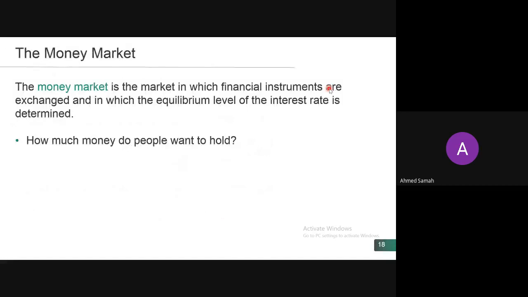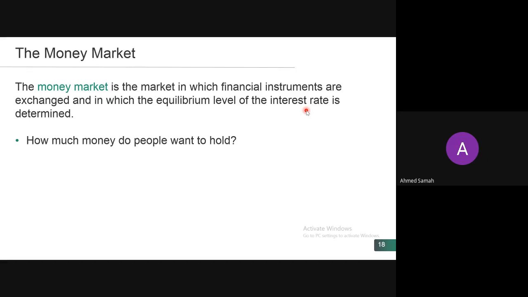Then let's look into the money market. So we have talked about the goods market where we trade goods and services. So there is a money market as well. A money market is a market in which financial instruments are exchanged and in which the equilibrium level of interest rate is determined. In the goods and services market, we determine the equilibrium level of price. In the money market, the price of money is the interest rate. That's why in the money market, the equilibrium level of interest rate is determined.